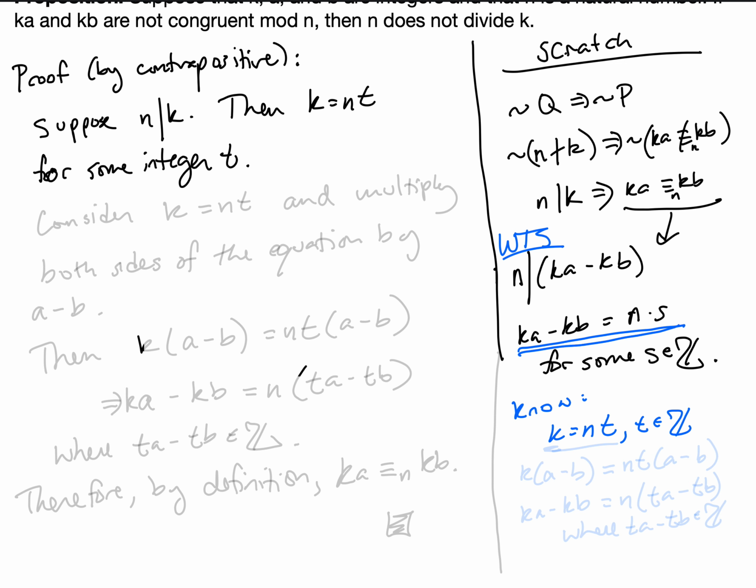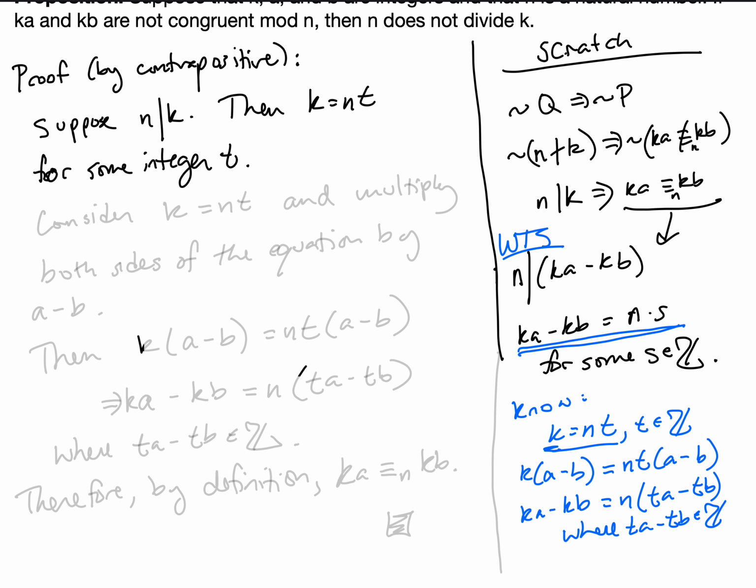So I need ka minus kb. Over here, all I've got is a k. What could I do maybe to turn this equation into what I see above? I could multiply both sides of that equation by a minus b. k times a minus b is equal to nt times a minus b. That's a valid thing to do. And then I have ka minus kb is equal to n times (ta minus tb), where ta minus tb is an integer. Okay, so that is my path forward here.